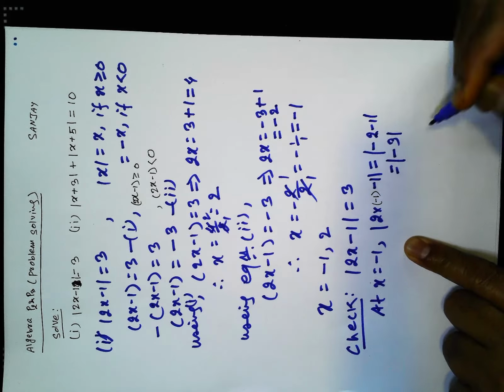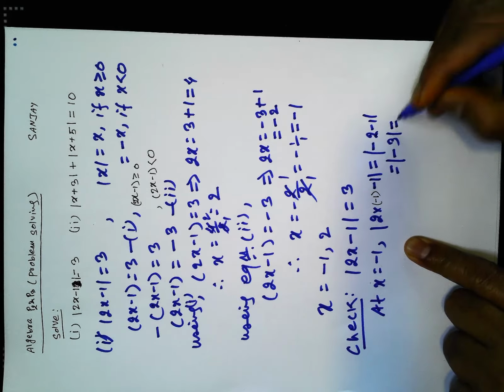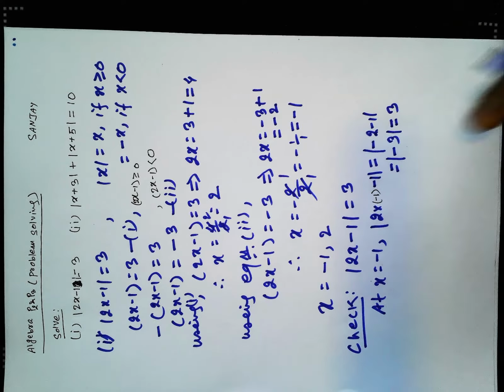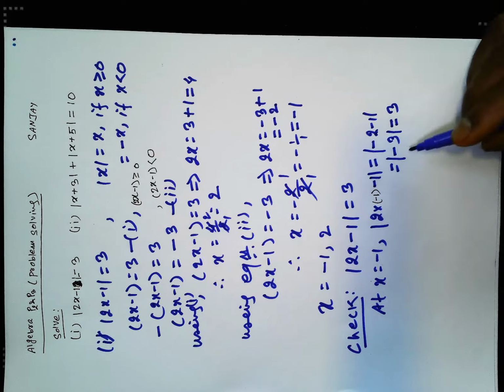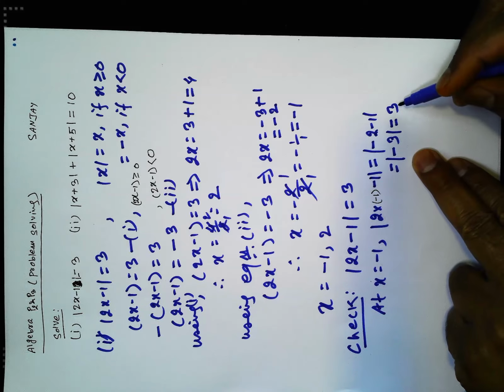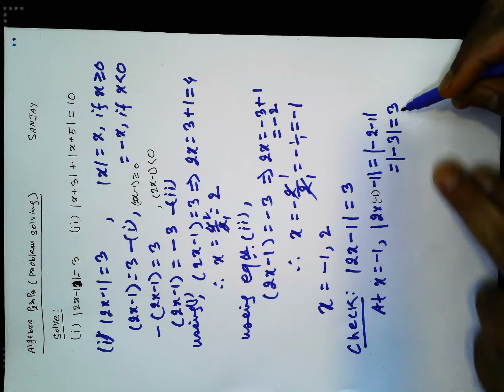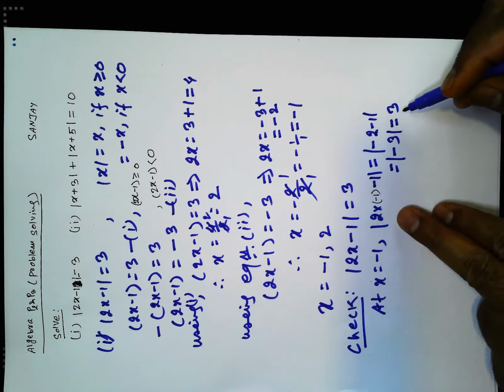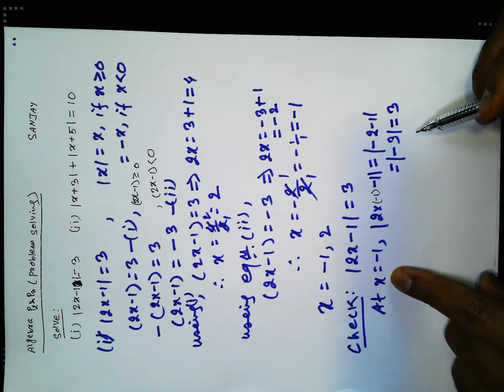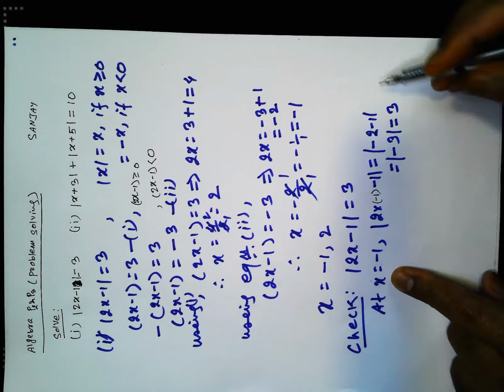under the absolute sign, and finally it is plus 3 by the definition of absolute value, because we have already seen before that any value under the modulus sign, the result is always a positive value. So we started from the left side, and on the right side we have got the same number 3. That means this is a valid solution for the given equation. So this is true.